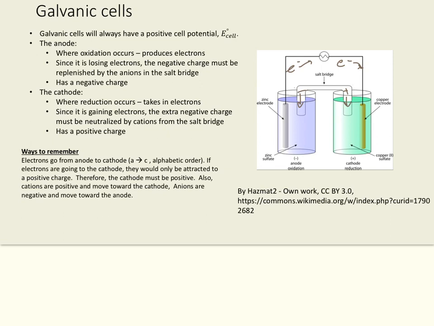Electrons always go from anode to cathode, A to C. It's alphabetic order. If electrons are going to the cathode, they would only be attracted to a positive charge. That's why this is positively charged. Therefore, the cathode must be positive. Also, cations are positive and move towards the cathode. Anions are negative and move towards the anode. And those are the anions and the cations from the salt bridge. All right?